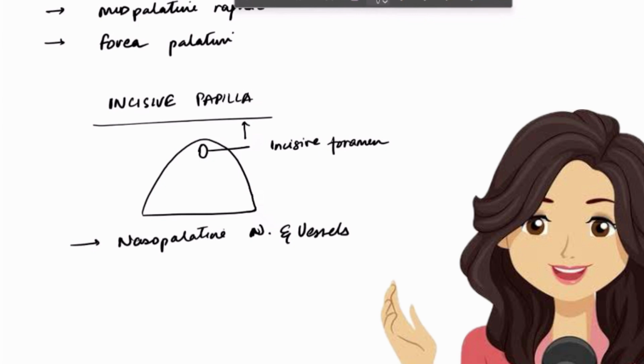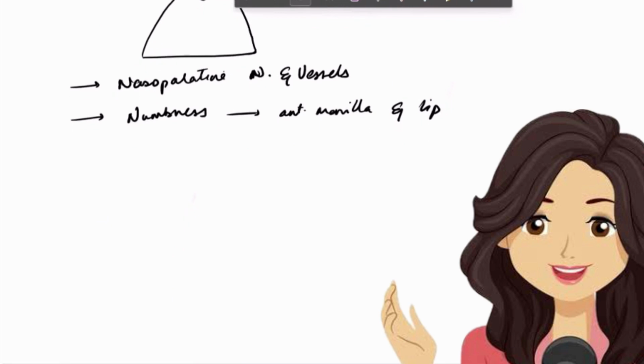Now we are very well aware that we have nerves and vessels passing. If you do compression over it, you will have avascularity of that structure and you will lose sensation, or you will get a numbing feeling over that structure. So that is why you should not give pressure over this area. Otherwise, what you feel is numbness in the anterior maxilla and lip. That is the clinical implication of your incisive papilla.